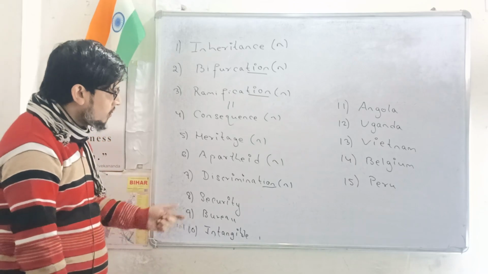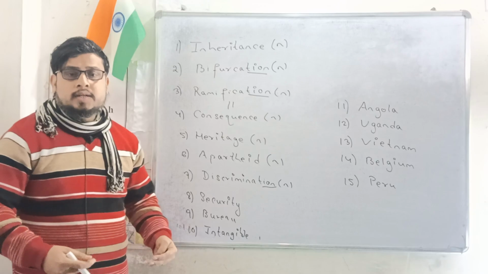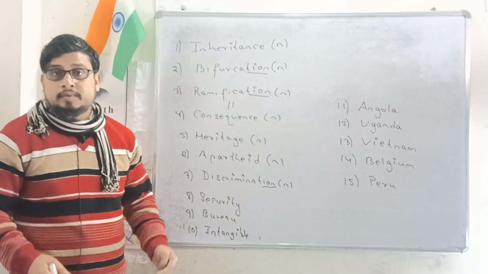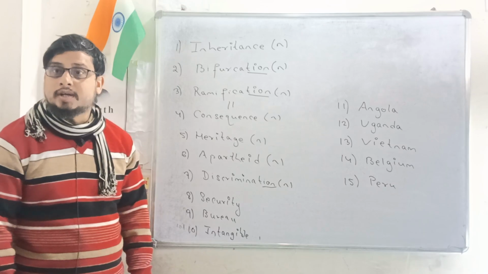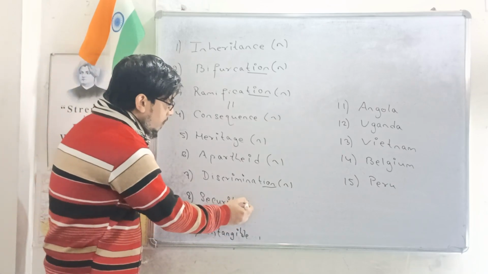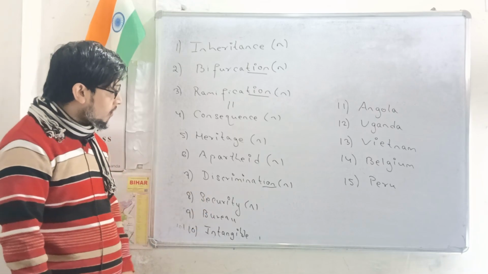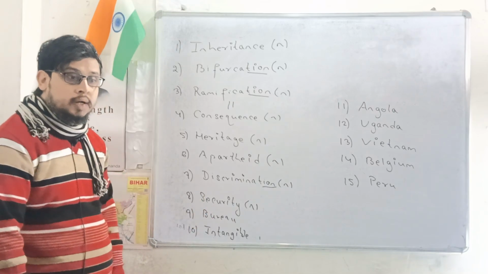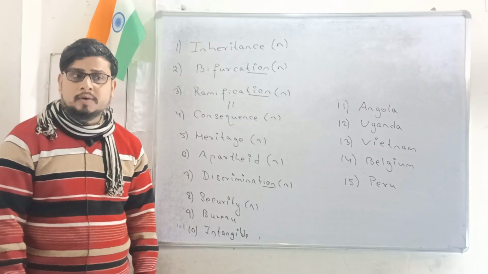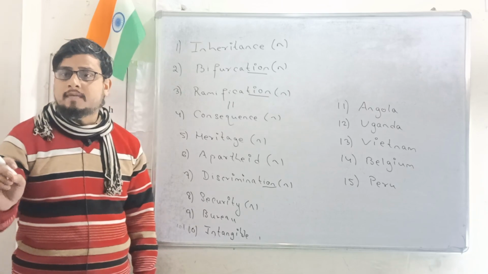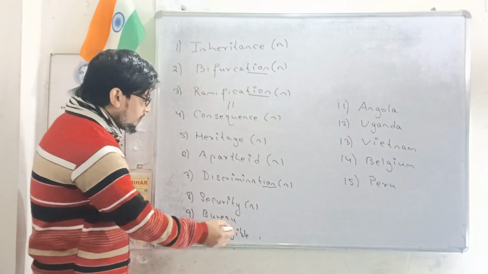Security. Security means the sense of feeling secured. The sense of feeling protected is called security. Bureau. Bureau can be an organization, a department, anything that gives you the relevant information about something. It's called a bureau.